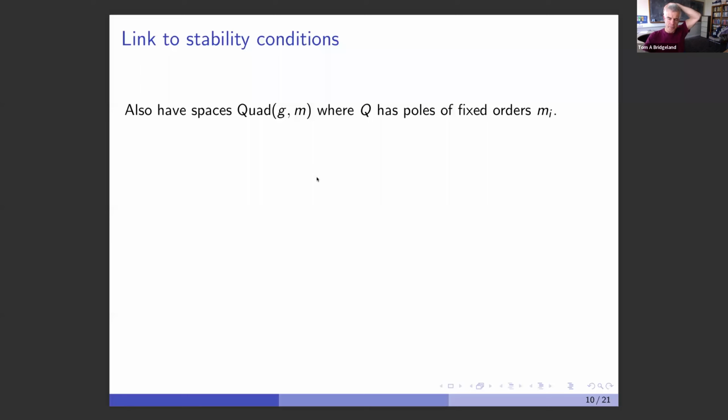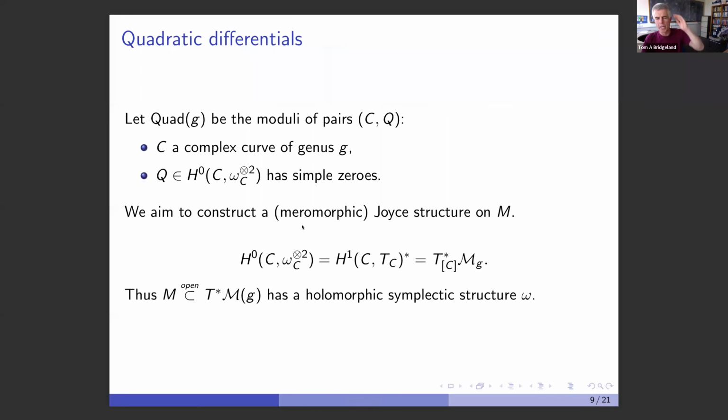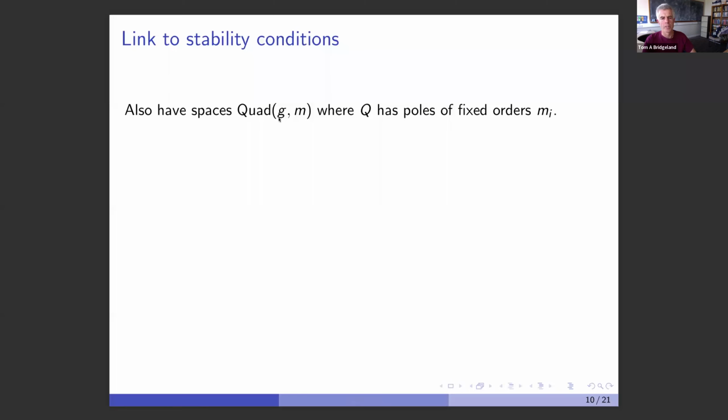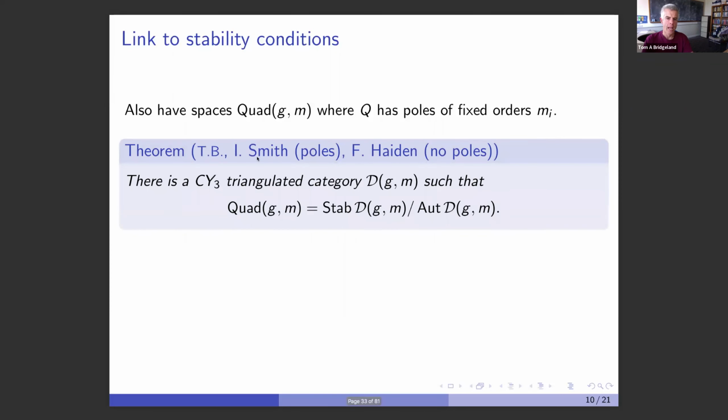So first I should say that although I'm just going to consider this case in this talk, you might want to generalize to allow spaces of quadratic differentials where you allow the differential to have some poles of some fixed orders. Okay, so I use this notation. M here is a multi-index. It's a collection of orders of poles. And then there's an old theorem of mine and Ivan Smith, where we assumed that there was at least one pole, and it's recently been generalized by Fabian Heiden to the case relevant for this talk, where the differentials are holomorphic.